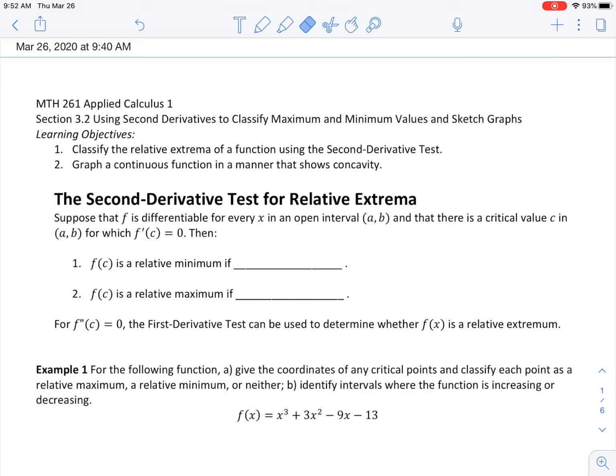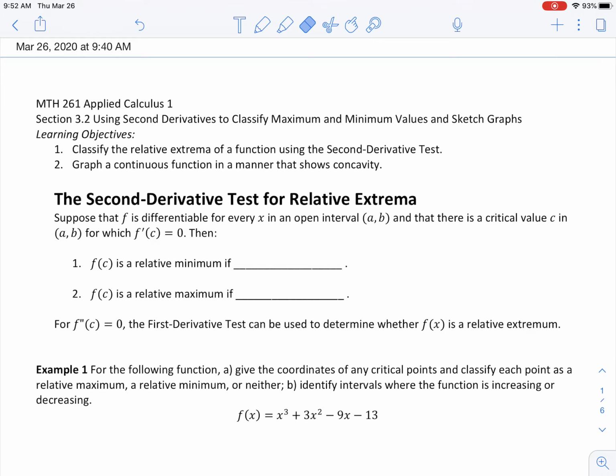From 3.1, we used the first derivative test. You check the sign to the right of it and to the left of that point. If it had decreasing to the left and increasing to the right, then you said that was going to be a relative minimum. If you had increasing to the left and decreasing to the right, then you call that a relative maximum. So you do know how to find these relative extrema already, but we're going to use a slightly different strategy called the second derivative test in this video.